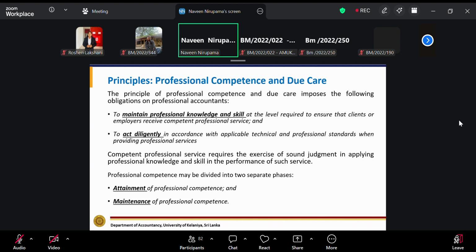Competent professional services require the exercise of sound judgment in applying professional knowledge and skills in the provision of such services. Here, professional competence may be divided into two separate phases: the attainment of professional competence and the maintenance of professional competence. We can divide professional competence into two parts, attainment and maintenance.